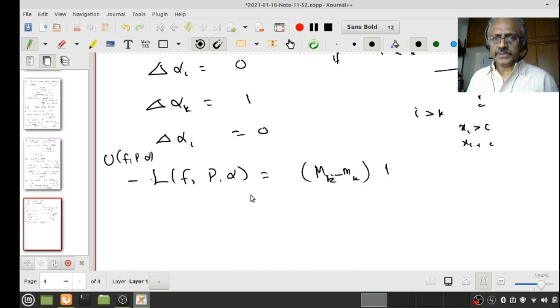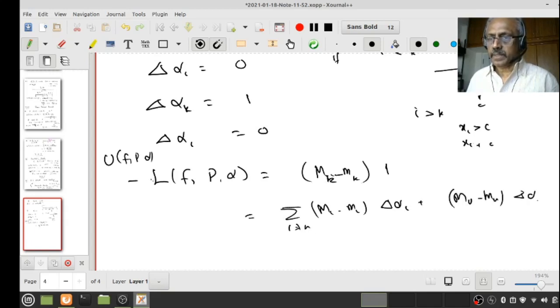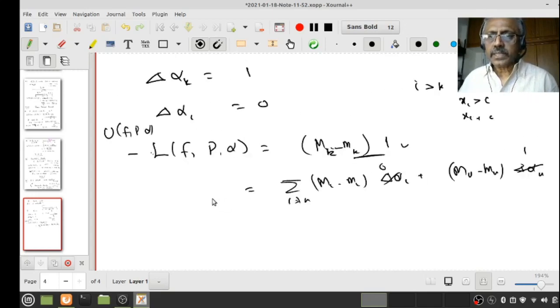Okay, I'm sorry for the confusion. Is it clear? Because this is going to be summation (Mi minus mi) into delta alpha i, i not equal to k, plus (Mk minus mk) into delta alpha k. And we know delta alpha k is 1 and we know all these are 0, therefore I get this. Okay, right. So now it's very clear.